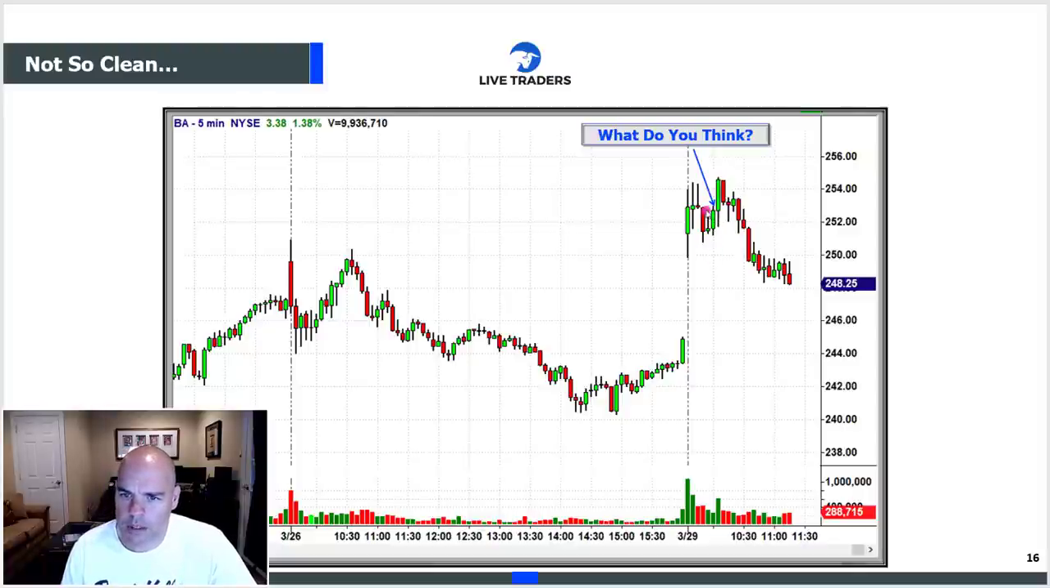Big red bar, topping tail bar, tons of overlap here. This bar overlapping that bar, this bar 100% overlapping this bar. The fact that this pulled back to the high and failed is not a surprise, right? It's just not a surprise because it's not a clean buy setup, right? It's junk. It really is. It's junk.